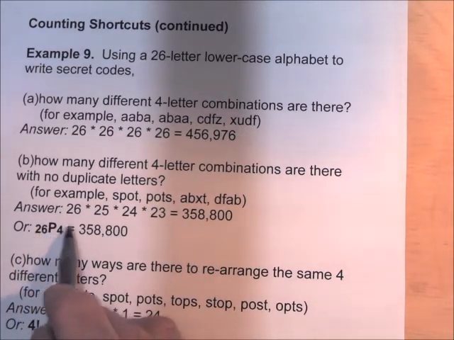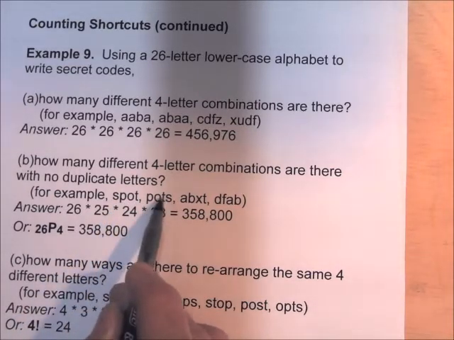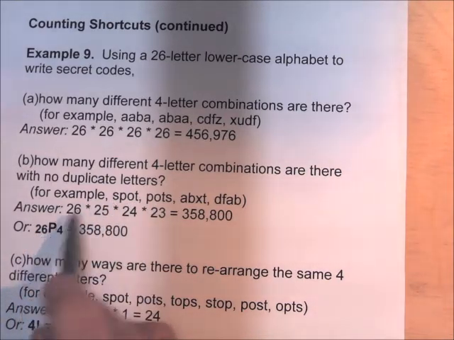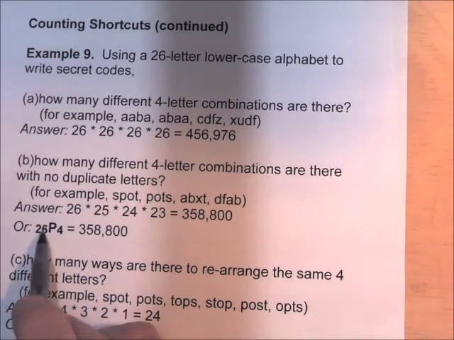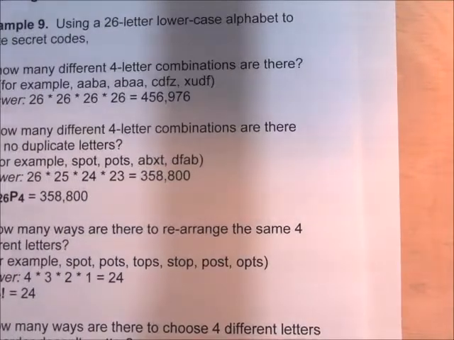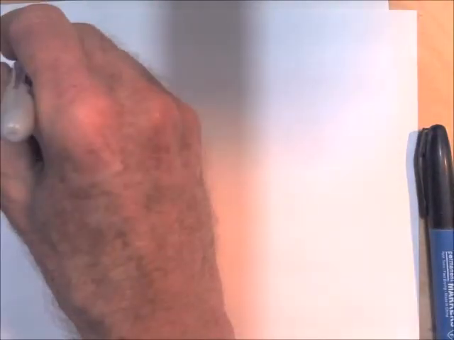So this is going to be 26 permute 4, because the order still matters. So spot, we're going to count spot as different than pots. They have the same letters, but in a different order. So this is going to be permutations rather than combinations. So it's 26 P 4.